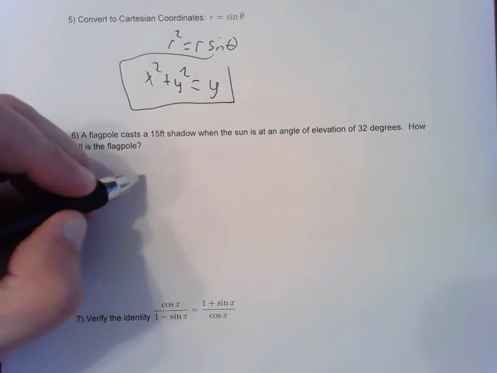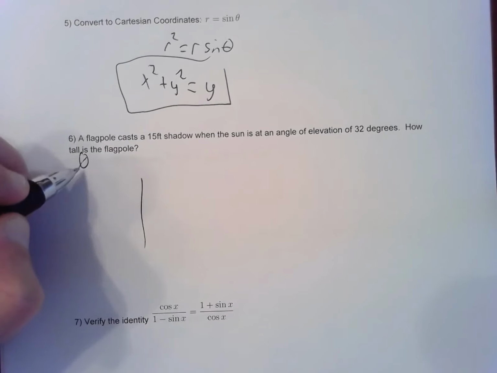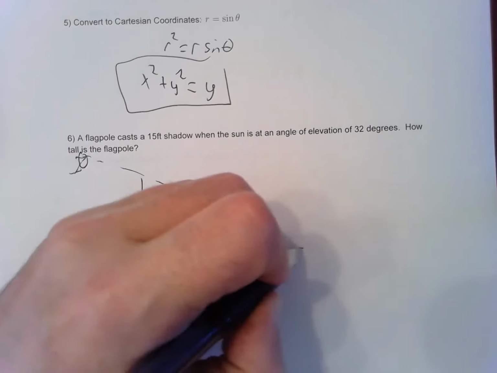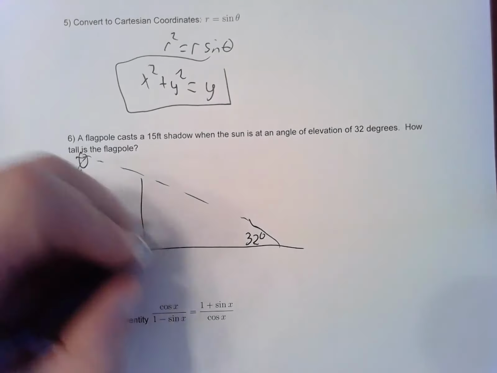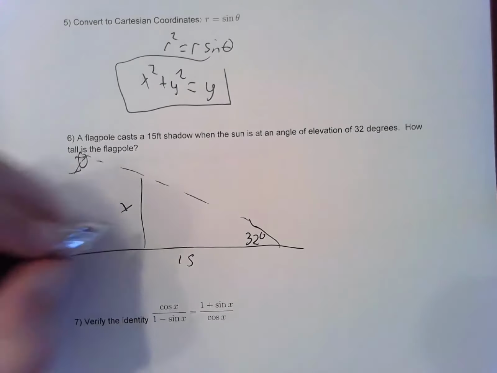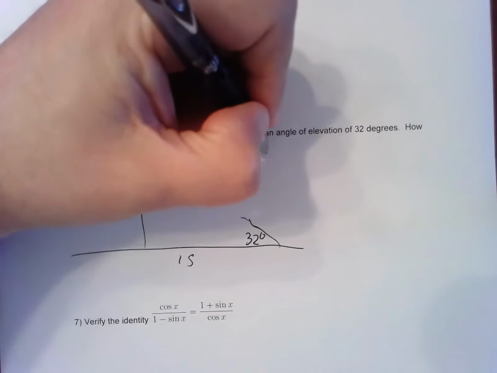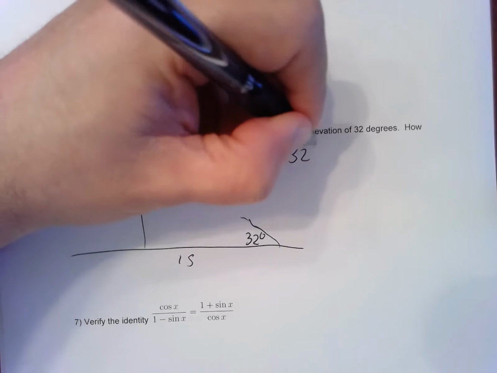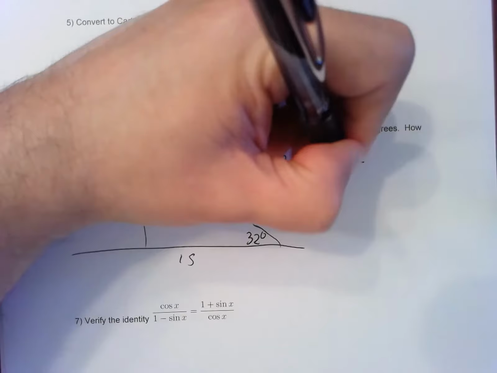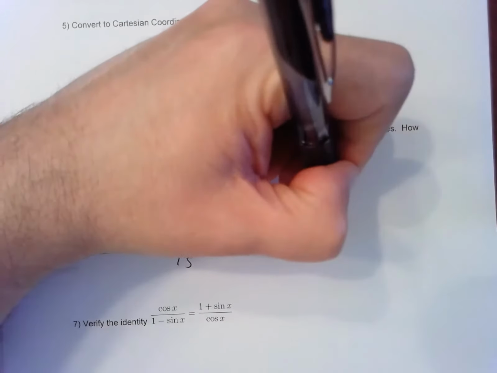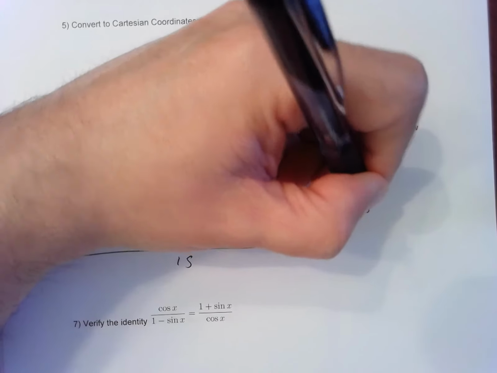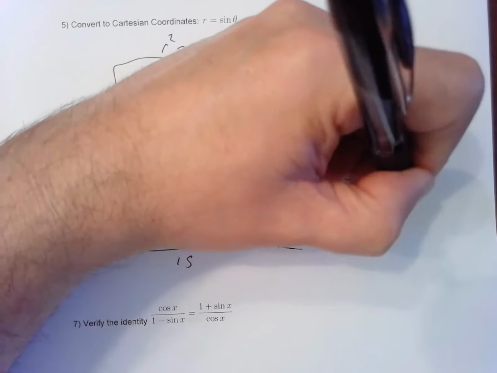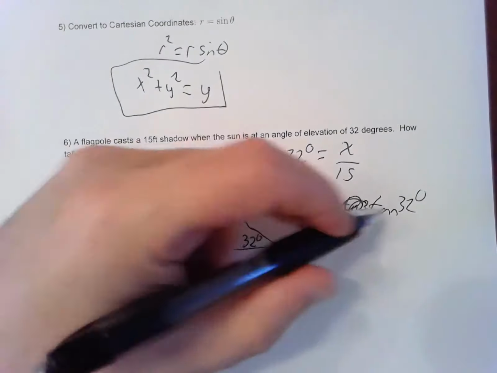Okay, we've got our flagpole here. Here's the sun over here. The angle of elevation, measured from the ground, is 32 degrees. This side is 15, call this x. So then tangent of 32 degrees will be x over 15. x is 15 tangent of 32 degrees, whatever that is.